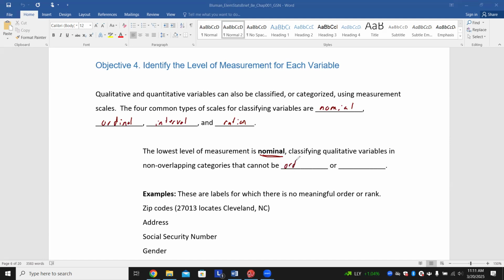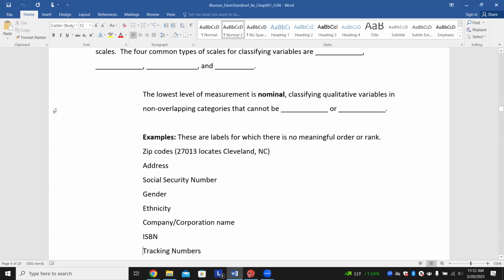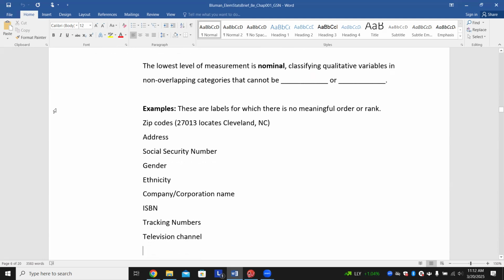All right, so the lowest level of measurement is nominal, classifying qualitative variables in non-overlapping categories that cannot be ordered or ranked. Right? So you cannot rank this, you cannot order this. We have examples right here. Examples that are labeled for which there is no meaningful order or rank, but it is qualitative data. So it does describe something. You're not able to rank it. So like zip codes, that's a number. But again, it is a characteristic, and you can't rank zip codes.